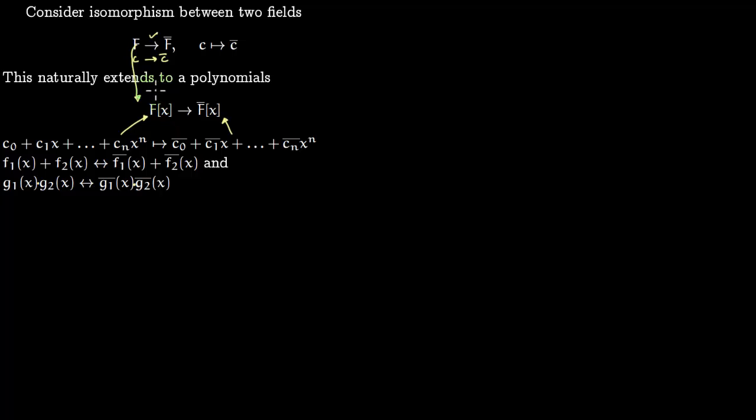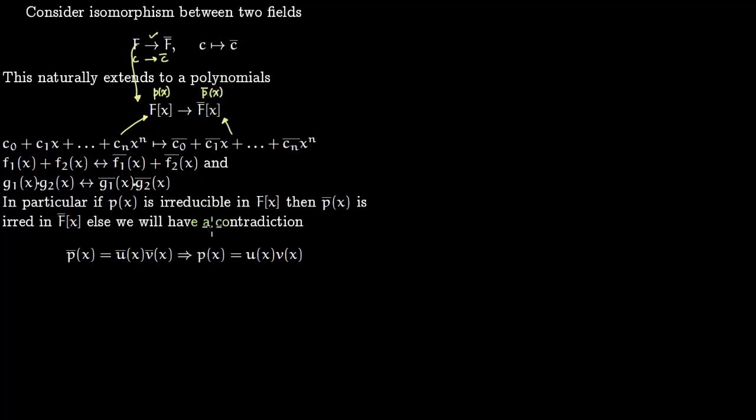So in particular, say you have a polynomial p of x here which is irreducible, then the corresponding polynomial p bar of x will also be irreducible here. Now this is easy to see, you can prove it by contradiction. Say if p bar of x factorizes like this, u bar times v bar, then p of x will also factorize as u times v, and this is a contradiction because you assumed that p of x is irreducible.